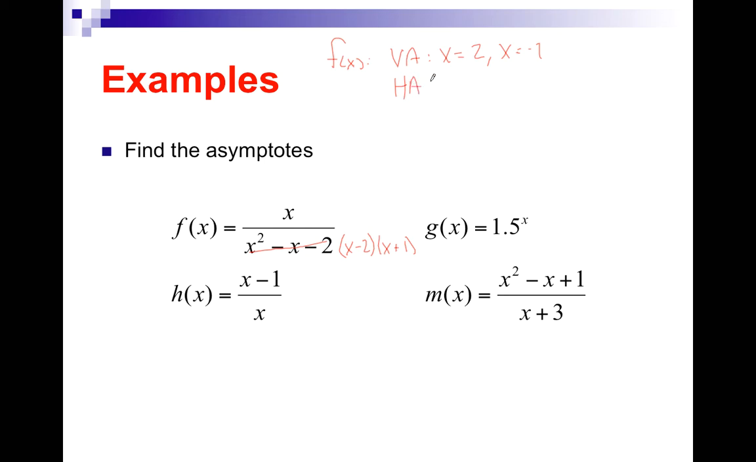Horizontal. I look at the degree. This has a degree of 1. This has a degree of 2. Denominator is bigger, and therefore y equals 0.